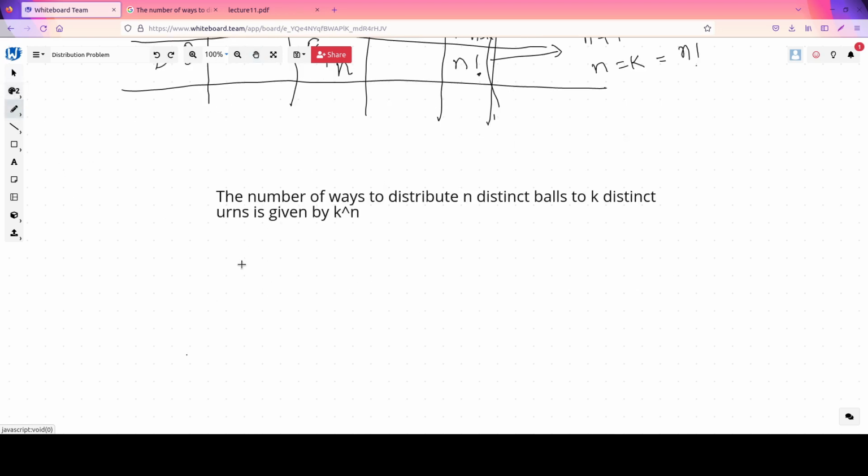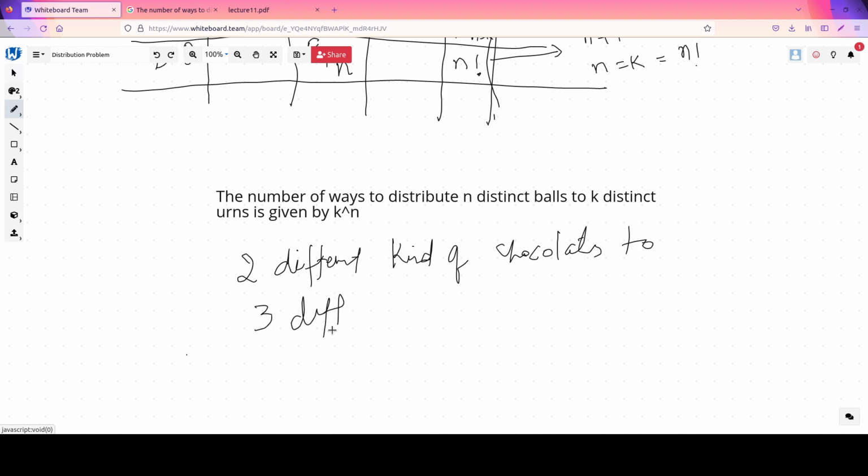distributing two different kind of chocolates to three different children, right? So here we can say that each of these different chocolates, we call it toffee 1 and toffee 2, and we have three children, like C1, C2 and C3, right?